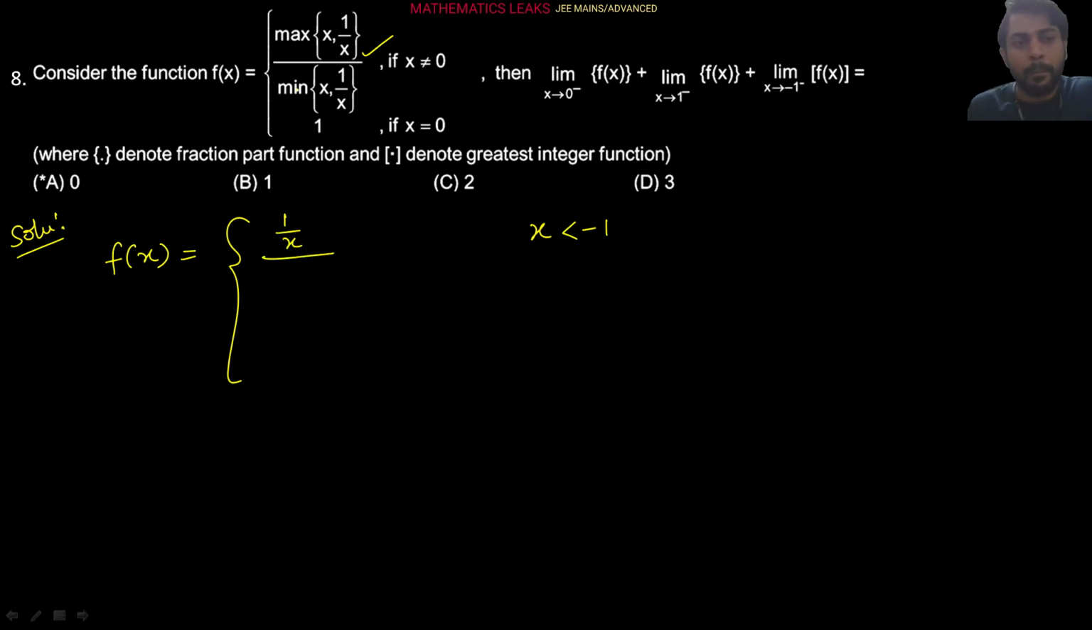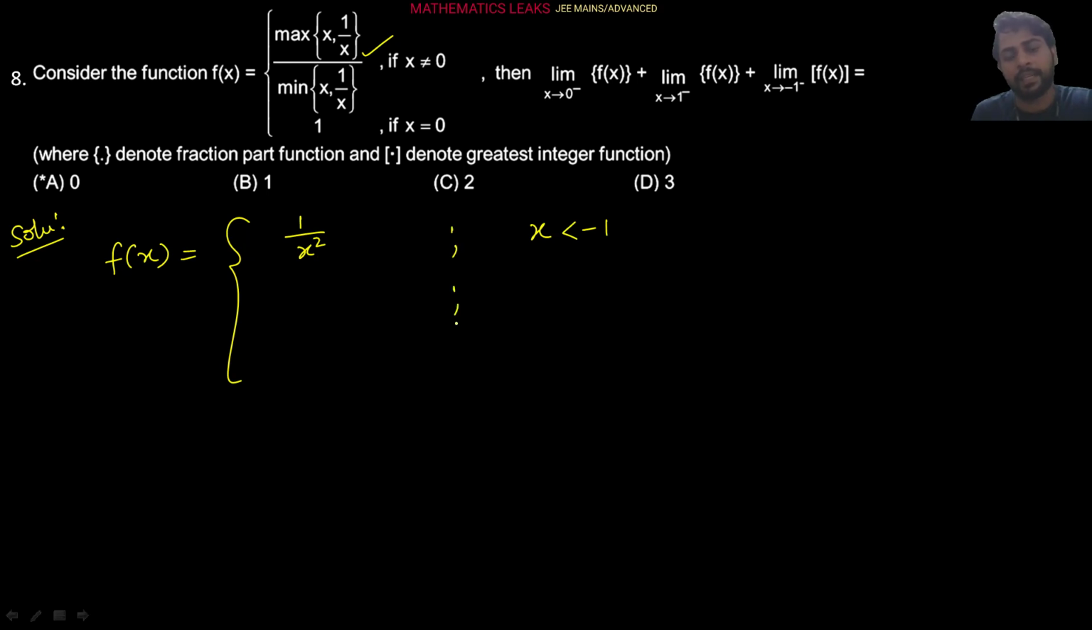Upon min of x comma 1 upon x. So what will the min be here? When x is less than minus 1, of x comma 1 upon x, min we are talking now, so obviously x only. So 1 upon x divided by x, we can say 1 upon x square, everyone, 1 upon x square, right?